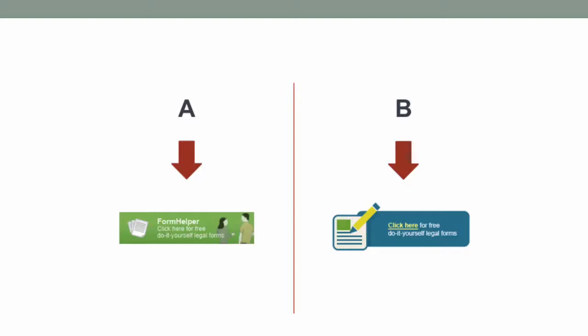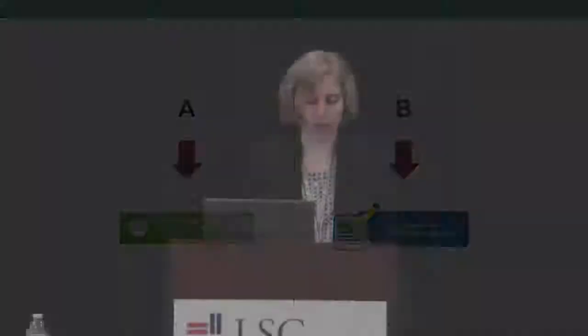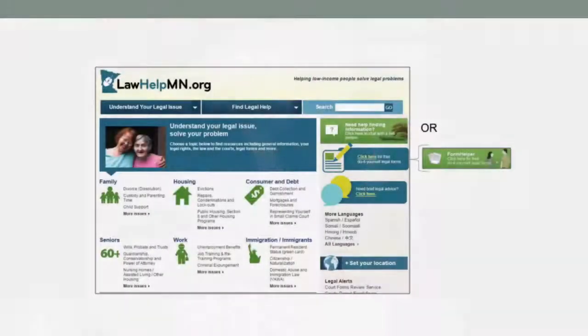But what if we changed things up? What if we made it blue, added a new icon, took out our weird made-up name, form helper? You guys see where this is going? Yeah, maybe? Okay. So here's our experiment. For a month, half the people coming to LawHelp saw our homepage with our test button in blue. And then the other half of the people saw the same page, but with the test button in green.